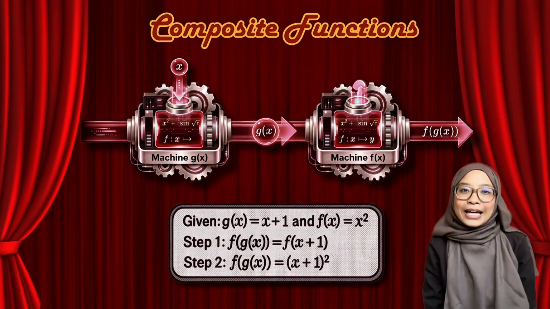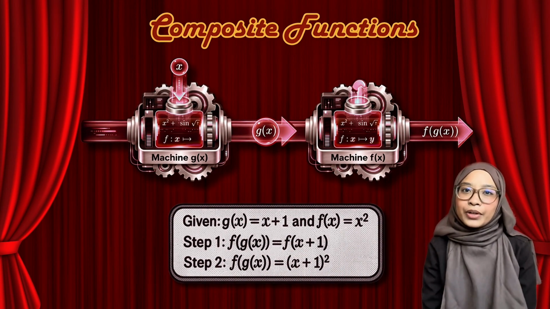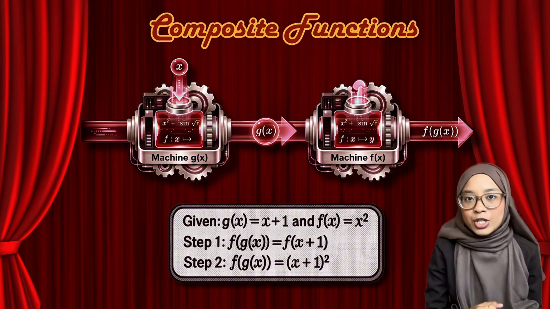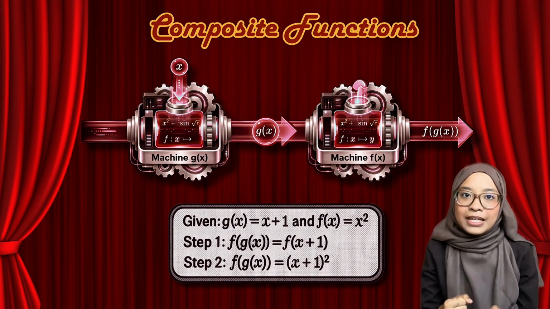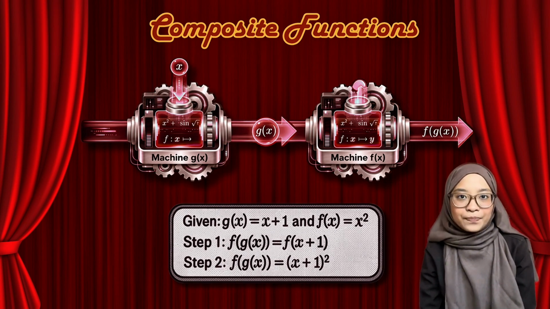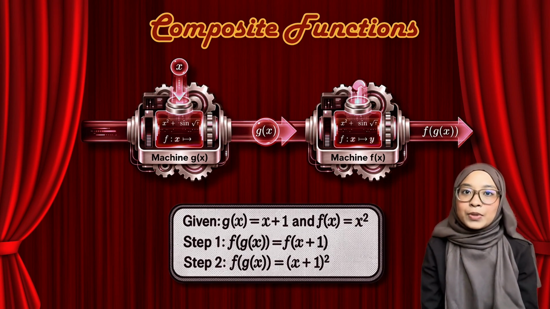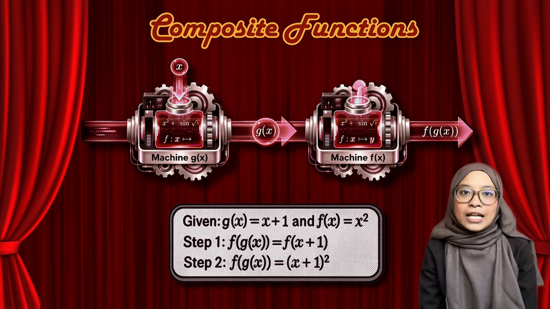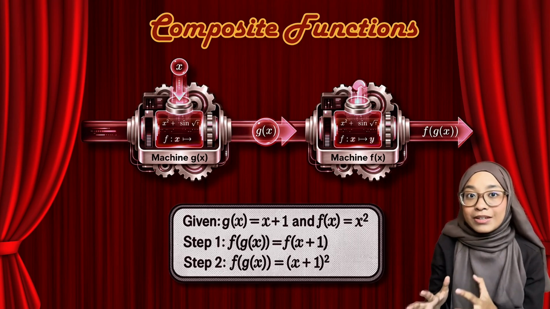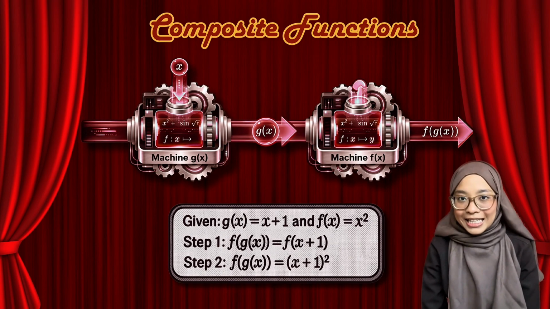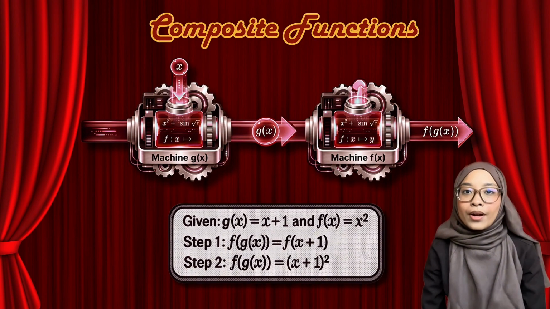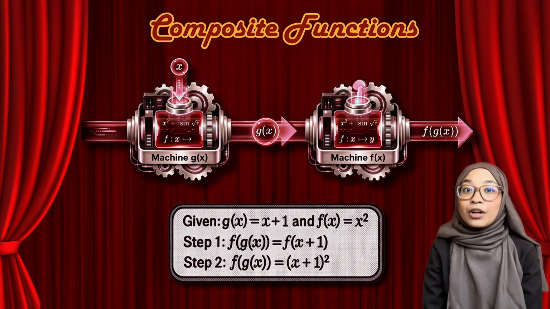Now, let us look at composite functions. A great way to picture them is like a processing line with two machines joined together. Imagine we drop an input x into our first machine, machine g(x). It processes x according to g(x) equals x plus 1 and outputs the result g(x). Immediately, that output feeds straight into machine f(x), where f(x) equals x to the power of 2.